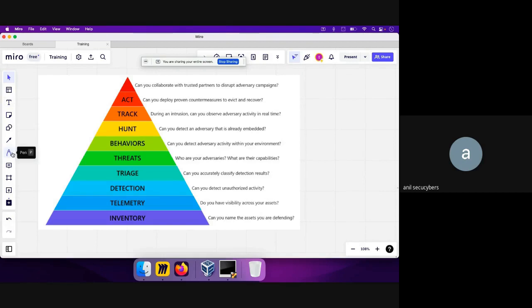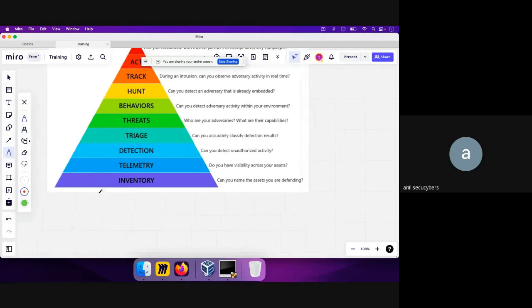So one of the most important things to figure out during the preparation stage, to know whether our eradication is good or not, is first figuring out whether our inventory is good. By inventory, I mean: can you name the assets that you're defending? Do you have a full list of assets allocated to your company? Let's say there are 100 laptops that your company is providing to your employees. Can you have a proper inventory saying that these are the 100 laptops your company has?